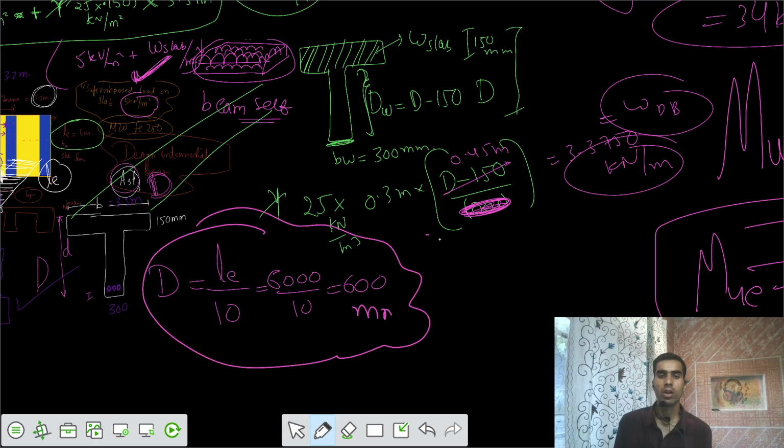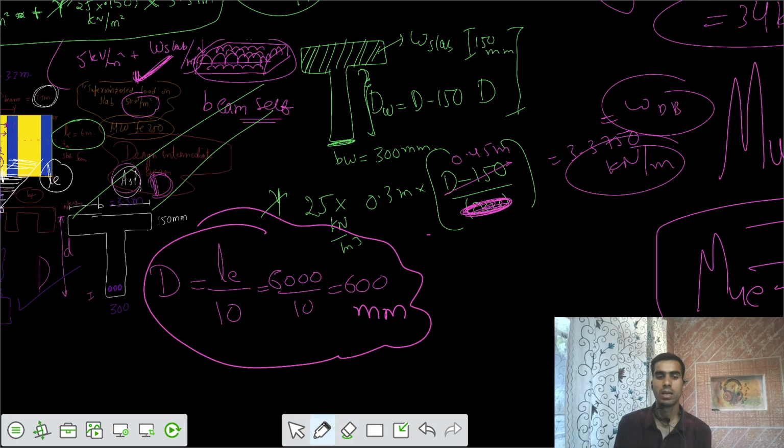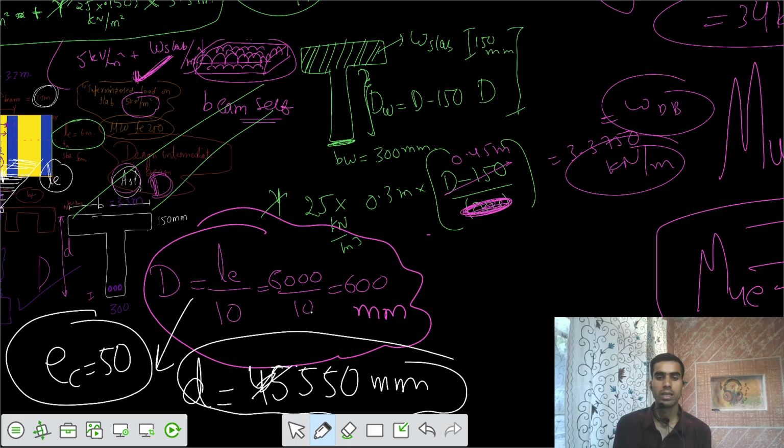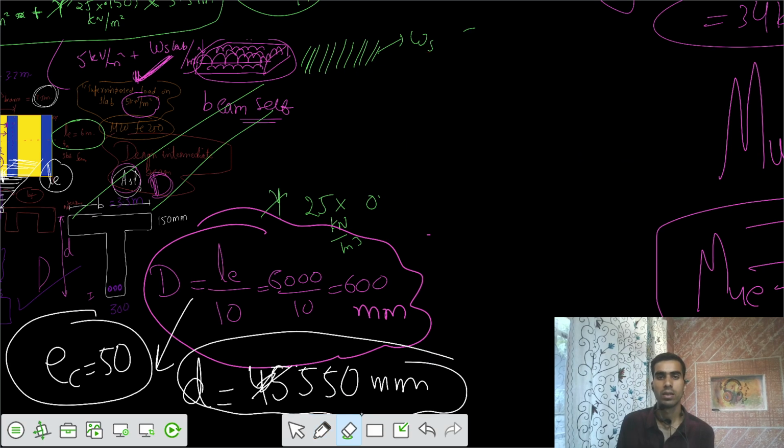Can you tell me from this what is the small d we can get? What should be the small d we can take? Let's say that effective cover is 50. So your small d would be 550, and corresponding to that, let's calculate. Now we had to assume where is the neutral axis. So now the question starts. Where is the neutral axis?